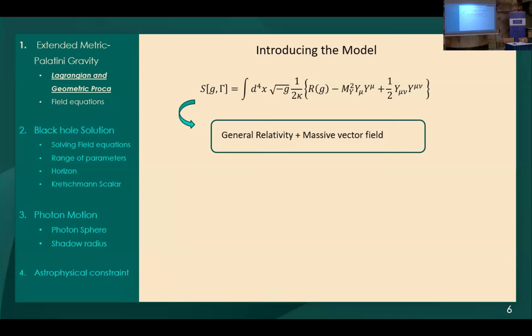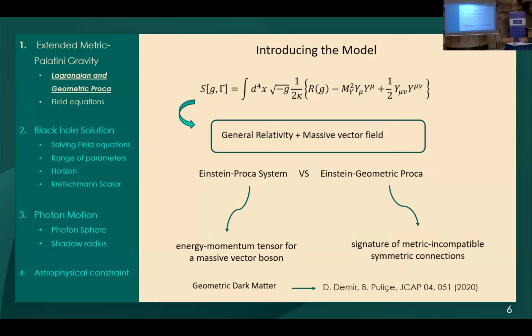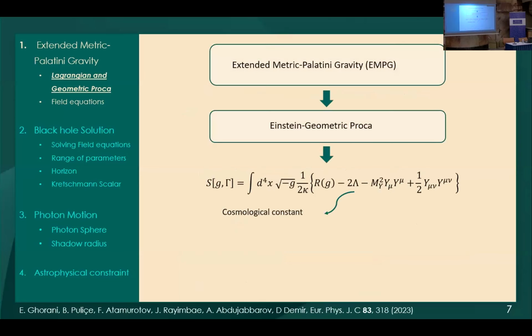So the action that we chose reduces to general relativity plus a massive vector field Y mu. This system in the literature is known as the Einstein-Proca system, but we call it Einstein geometric Proca because in the Einstein-Proca system in the literature, they considered the energy momentum tensor for a massive vector boson, but here we didn't do that. We just considered the non-metricity of the spacetime, and the source of this field is the geometry itself. And this system was studied, as Behnam Hoca described, in the geometric dark matter paper.